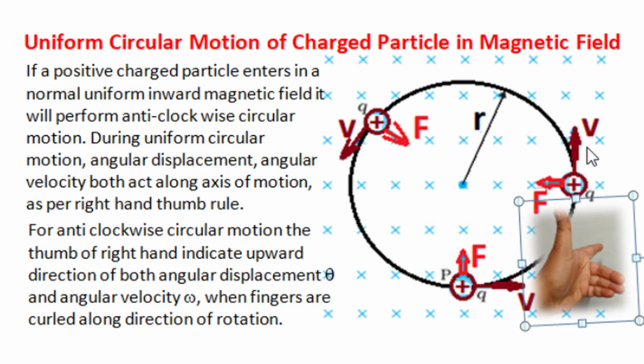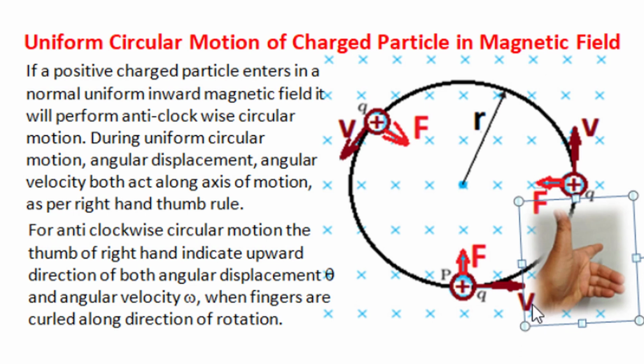To find out the direction of magnetic force on a moving positive charge, we use Fleming's left hand rule and stretch the thumb, forefinger and middle finger mutually perpendicular as shown here. The forefinger is directed towards the direction of the magnetic field, which is perpendicular to this screen plane and inward, as shown by these crosses here. So this forefinger is in the direction of magnetic field.